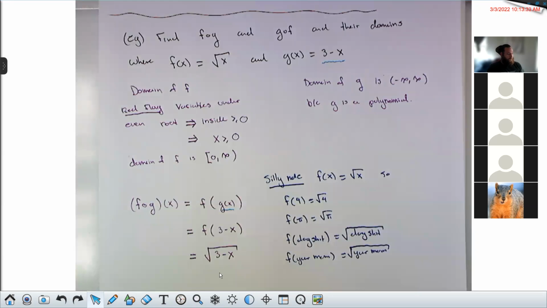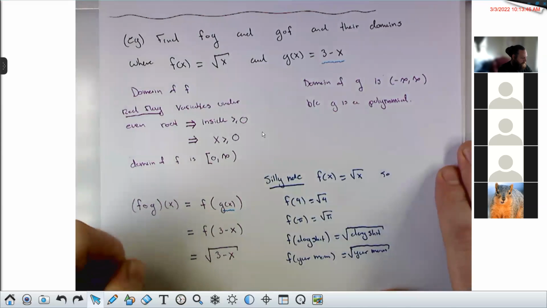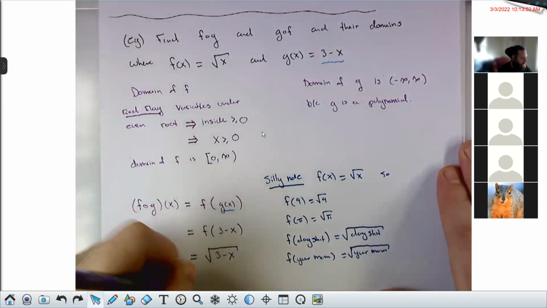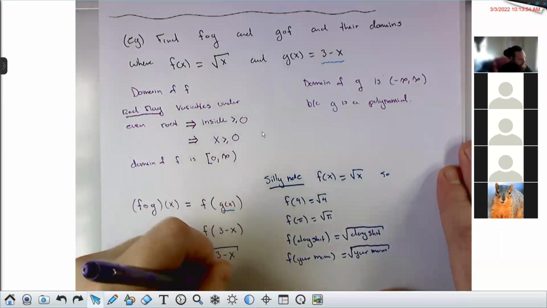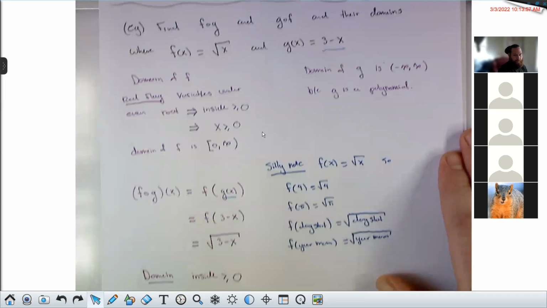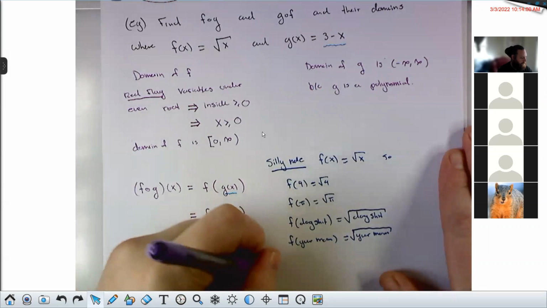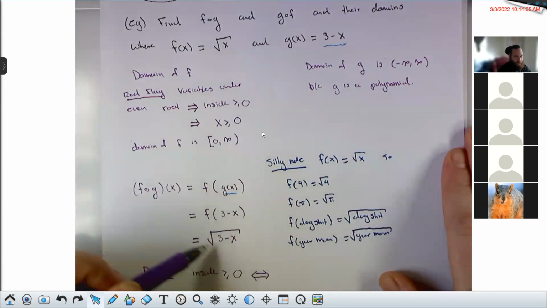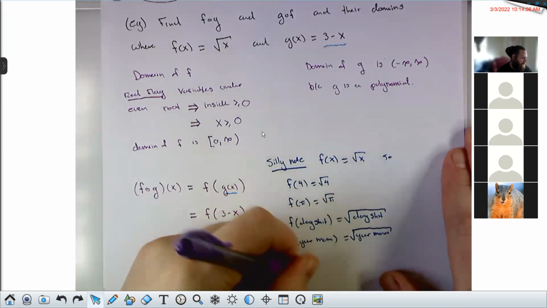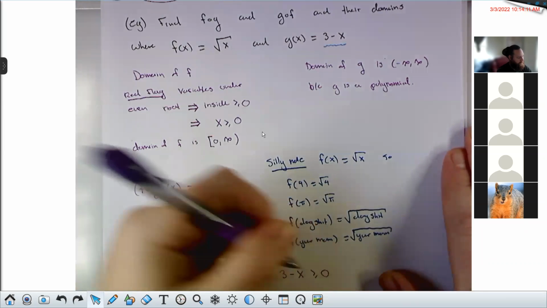Okay, we still have to find the domain of this thing. And that same domain rule that was guiding us in the first part here will guide us down there. So to find the domain, again, we just need the inside of the square root to be greater than or equal to 0. And this time that inequality requires a little bit of work. The inside of the square root here is 3 minus x. So I need to set 3 minus x greater than or equal to 0.